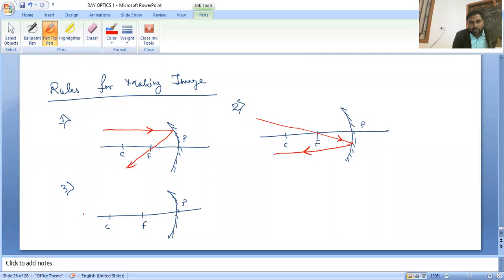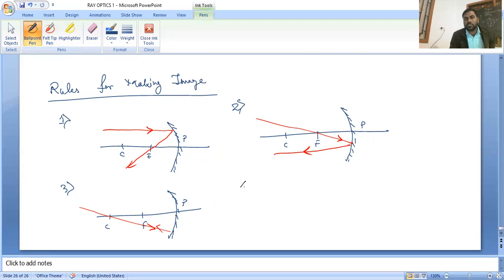If a ray passes through the center of curvature, let me make a very clear diagram. It will bounce back along its original path. After reflection, it will again pass through the center of curvature. This is the case of a plane mirror: in a plane mirror, if a ray strikes perpendicular, it will go in the same path. So it will behave like this.